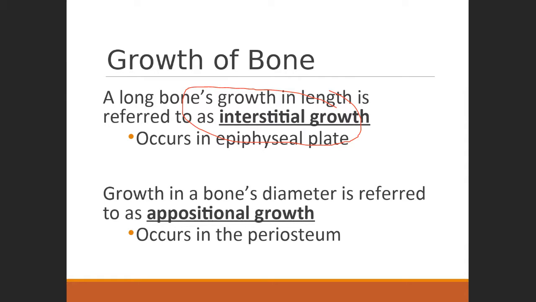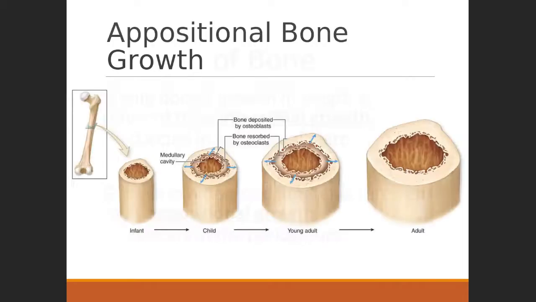For appositional growth, it involves growth in thickness and diameter. Now you see the term periosteum. We haven't even gotten to that yet. Periosteum is a membrane that surrounds the outside of the bone. And we have another membrane surrounding the inside of the bone called the endosteum. Now again, we're putting the cart before the horse here just a little bit, but it's relevant. Those two membranes take on two different roles.